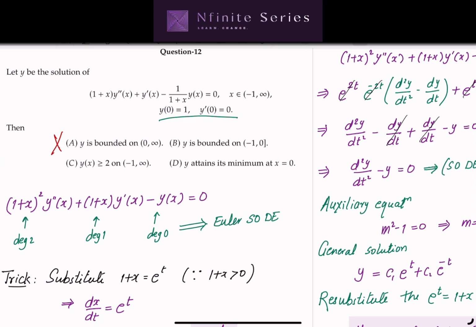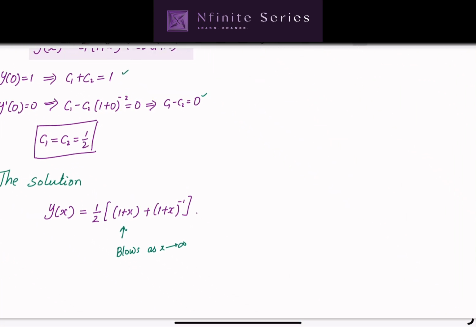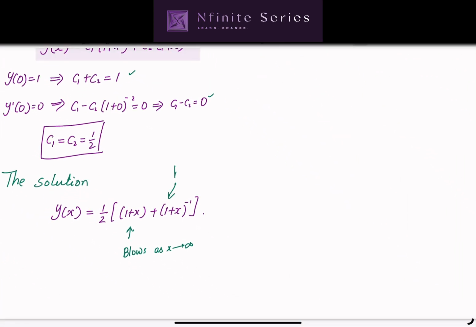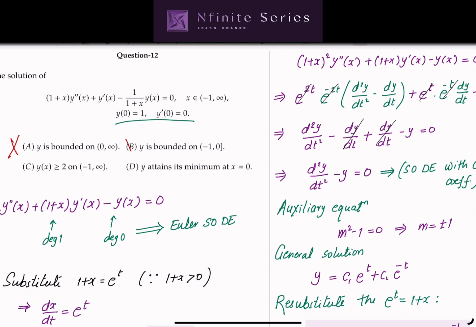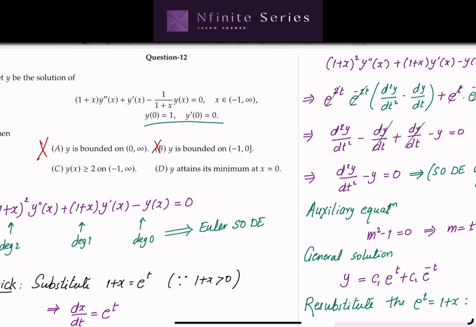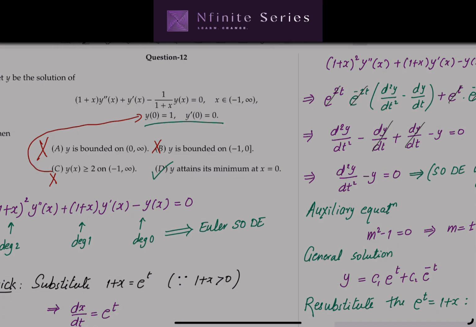Now what about B? Is the solution bounded on minus 1, 0? Now again, the second term in this case blows up. It goes to infinity as you take x tending to minus 1 from the right hand side. So again, B is the wrong answer. Now for option C, it is wrong obviously from the given initial condition. So C is not the correct answer, and hence D is the correct answer, and this gives us the solution.